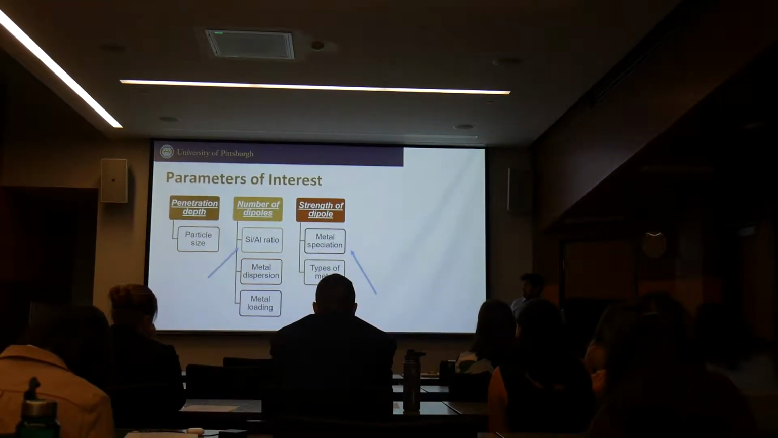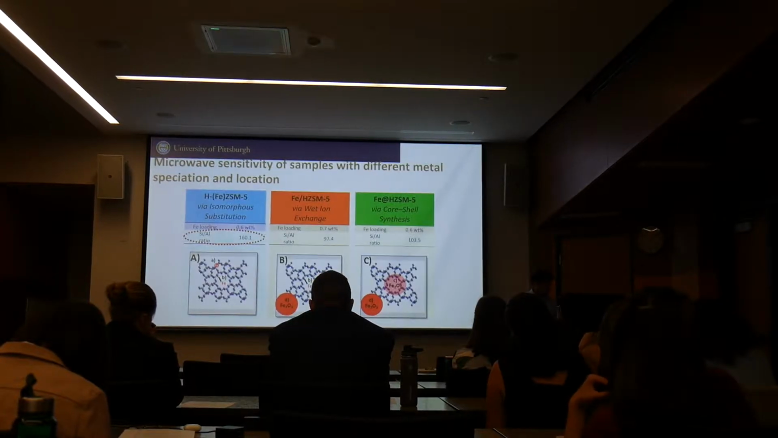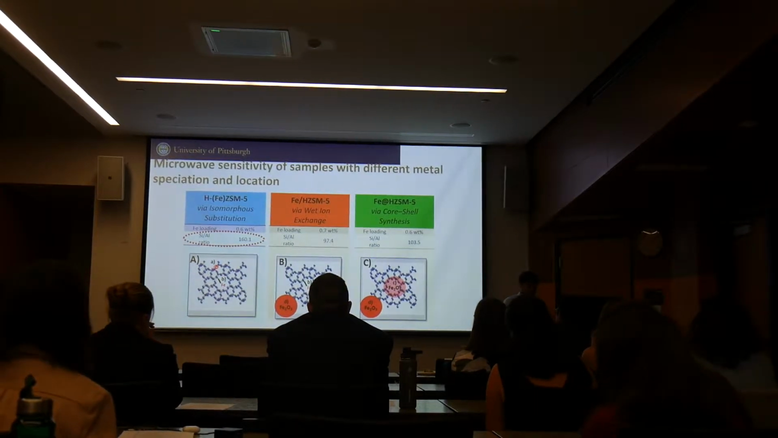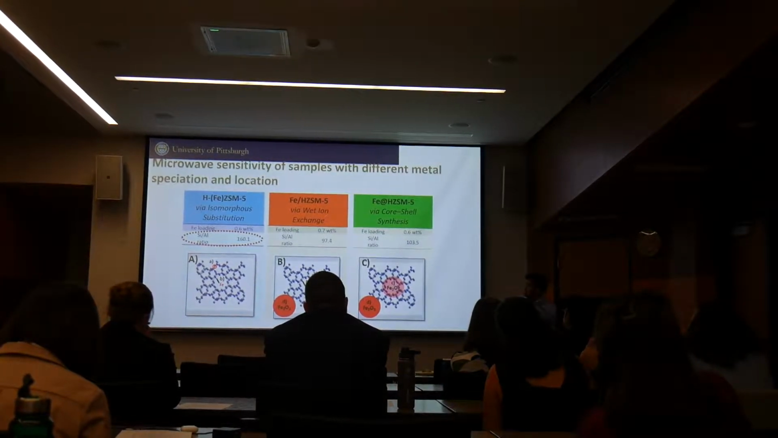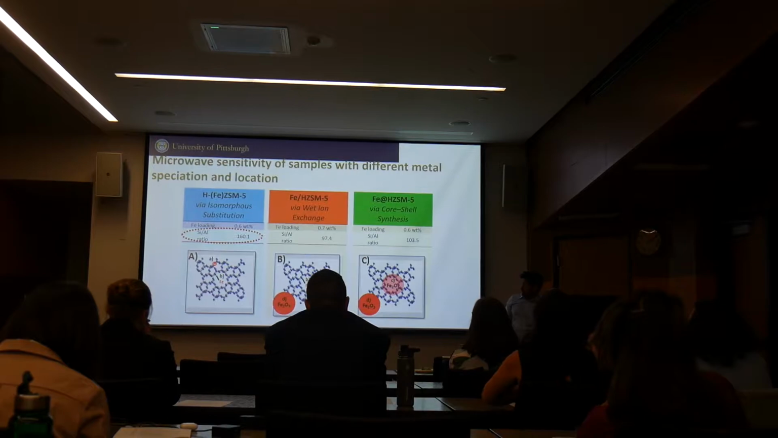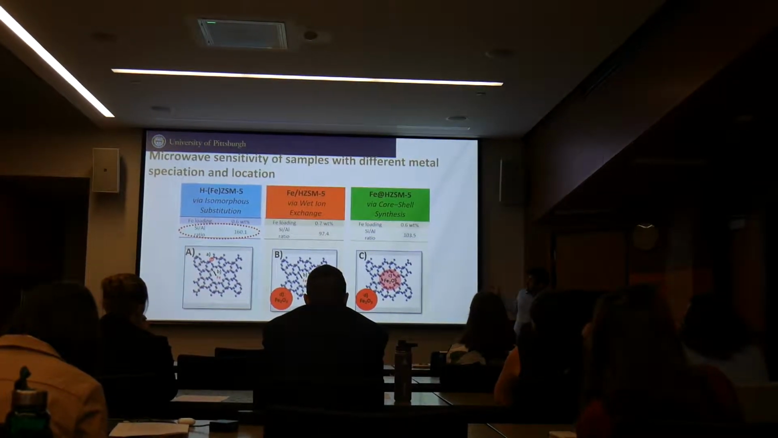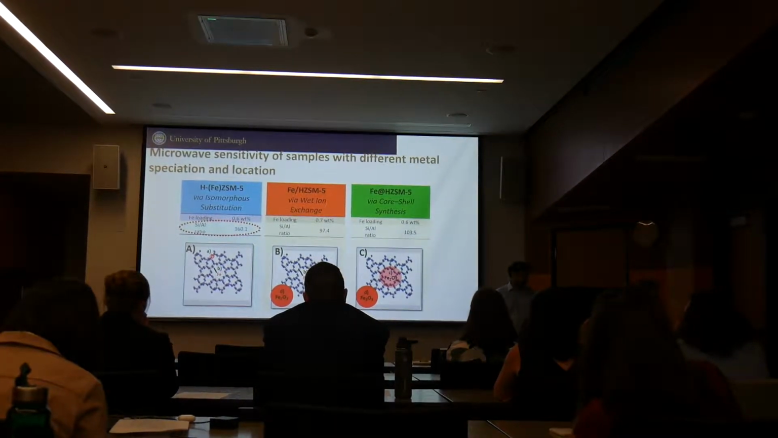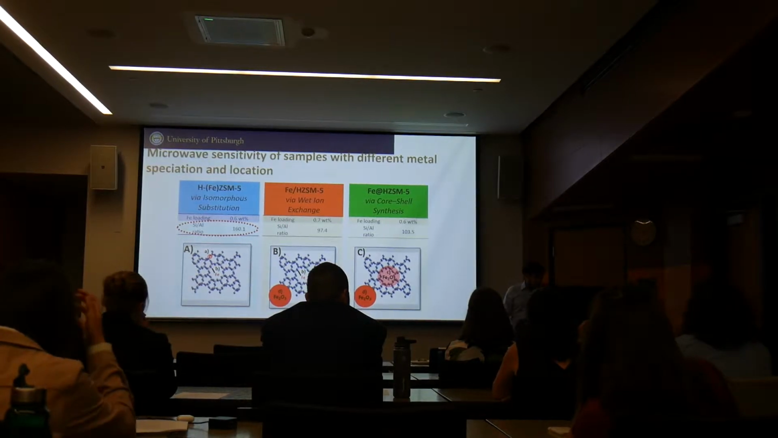I focused mainly on the silicon to aluminum ratio and the metal speciation parameters. So here are 3 samples, each different, made through 3 different syntheses: isomorphic substitution, wet ion exchange, and core shell synthesis. I mainly focused on the isomorphic substitution, but my goal for the summer was to try to lower this silicon to aluminum ratio so we can compare with the other 2 syntheses. The difference between each of these syntheses is where the iron is built into the framework and how it's built in.